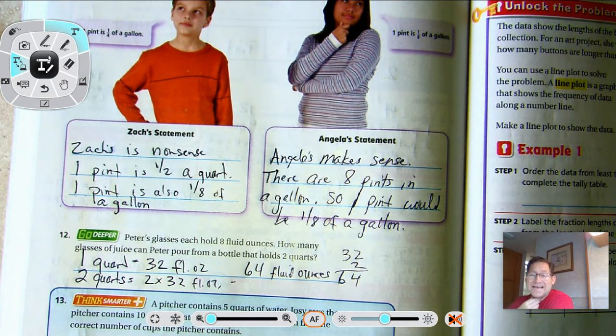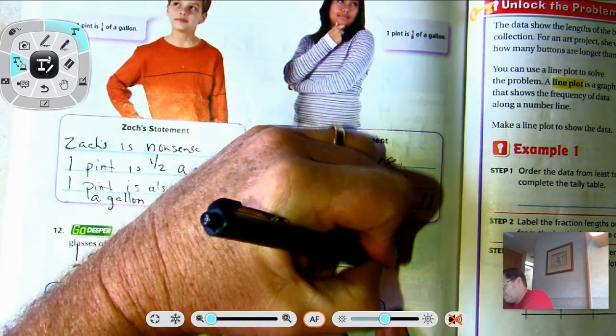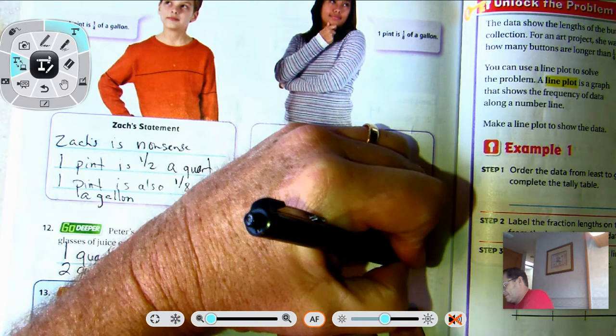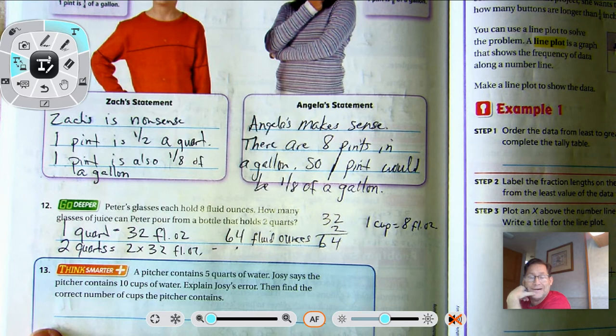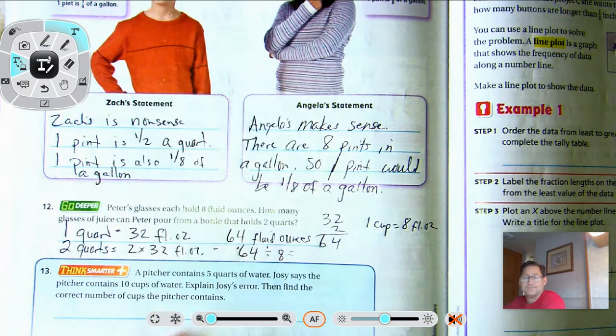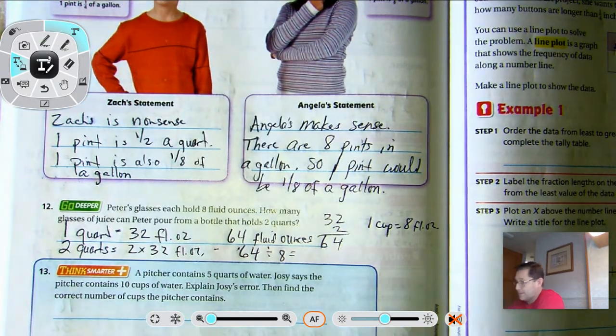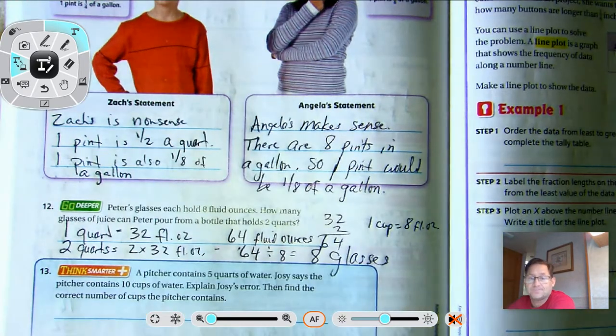So how many glasses though? Okay, so in 2 quarts, there's 64 fluid ounces. Every cup has 8 ounces. So 1 cup equals 8 fluid ounces. All right, so 64 divided by 8. 8. 8 glasses you can fill.